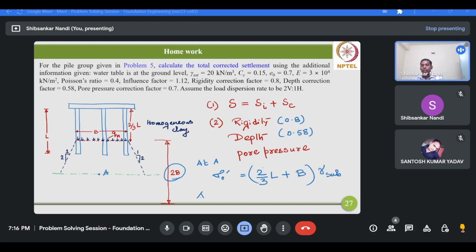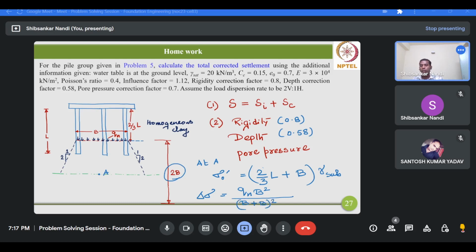Now coming to delta sigma, that is the additional stress increase at the center line of this 2B, considering a load dispersion angle of 2 vertical to 1 horizontal. So you can calculate this additional stress increase as Qn B times B square, that is the net load at this level, divided by this dispersed area. Now what is the dispersed area?